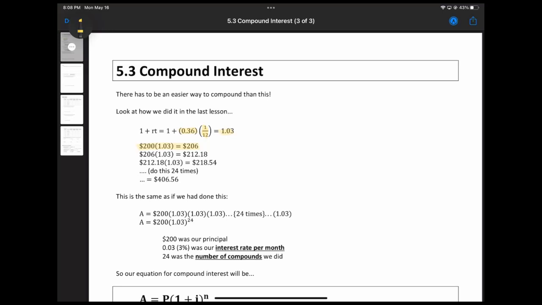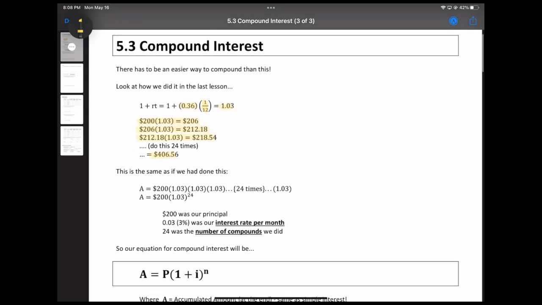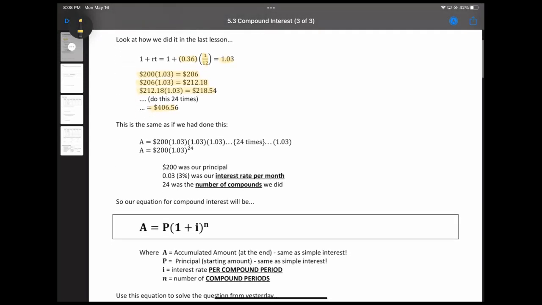Then you'd take the $206, multiply it by 1.03, and after 2 months, you'd have $212.18. And then you'd multiply that number by 1.03, and that number by 1.03, and you do that 24 times in total, and your final number would be $406.56. Well, what I want to point out is that there is actually an operation that does that much faster that we are familiar with.